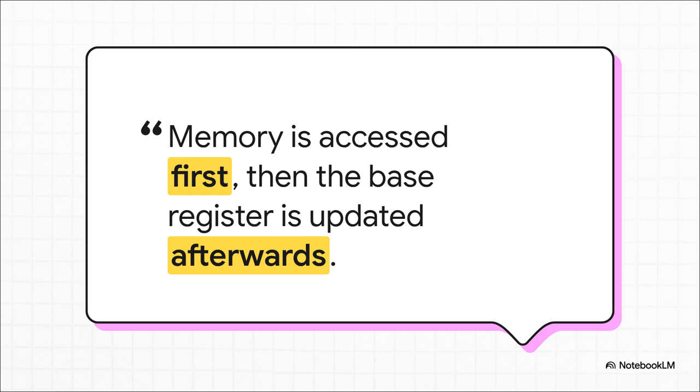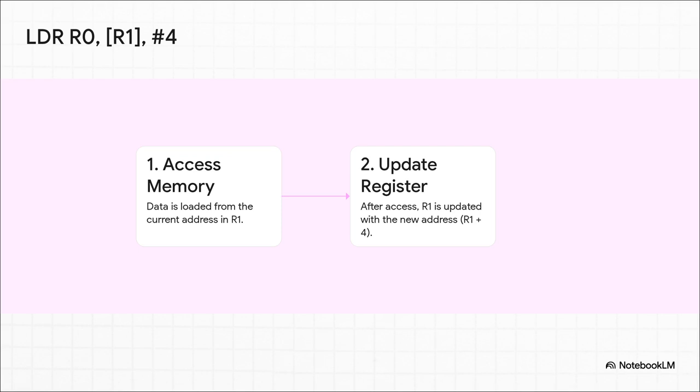All right, our third and final method is called post-indexed addressing, and this one flips the whole order of operations completely. It's a subtle difference, but it's incredibly powerful. Now, pay close attention to the syntax here. See how the offset, the #4, is now outside the brackets? That tells the processor something completely different.